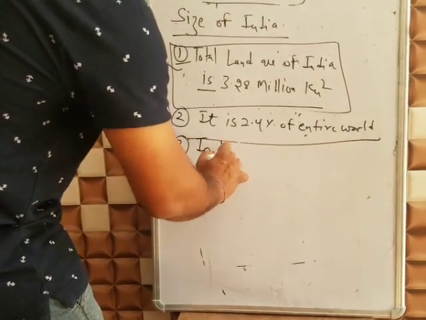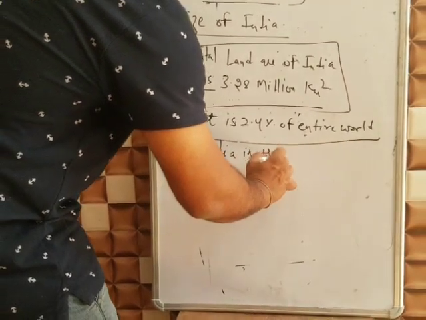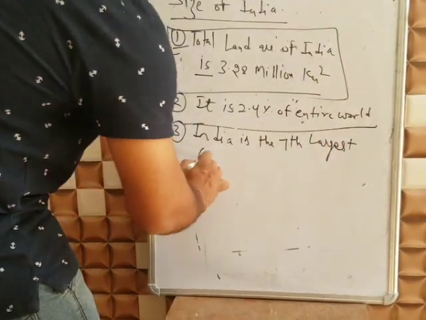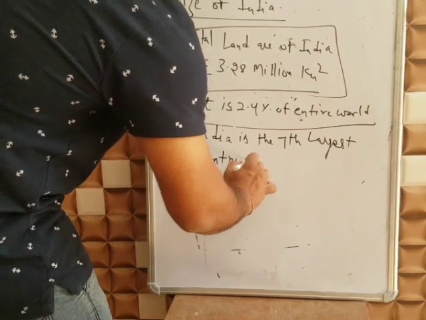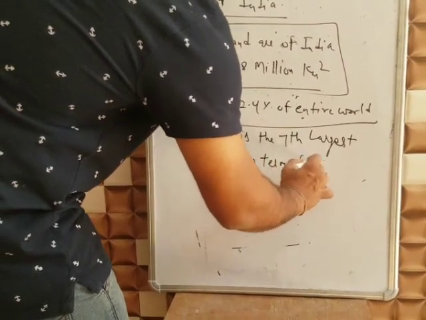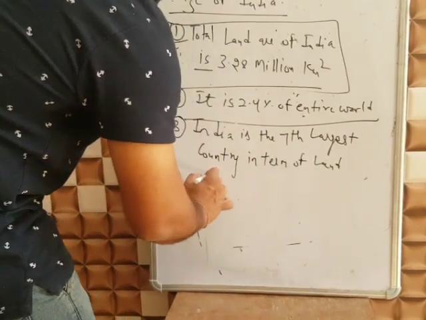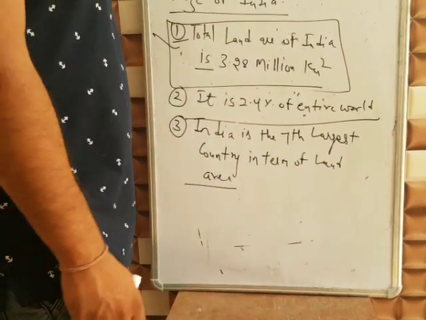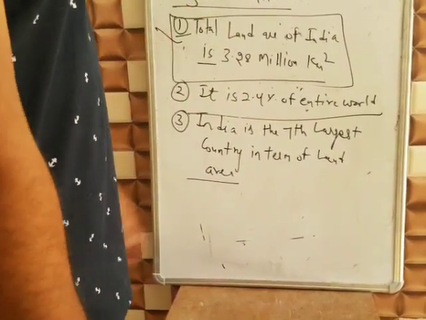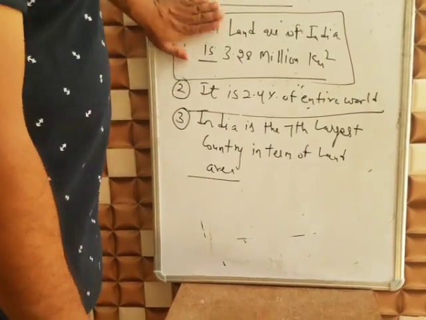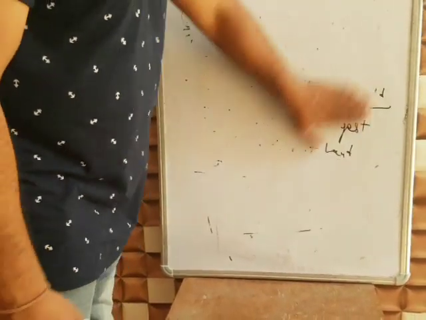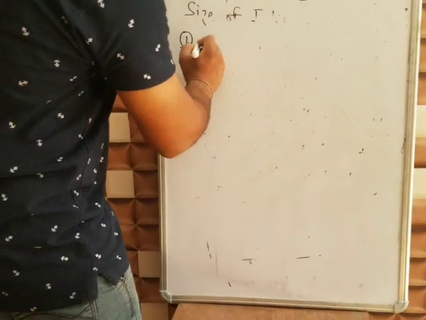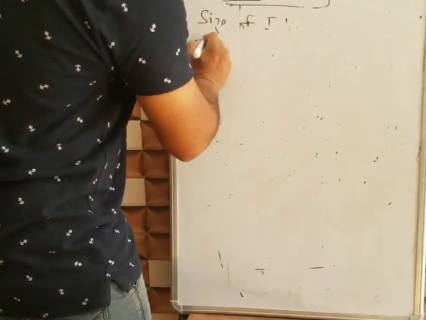Now the third point is very important. India is the seventh largest country in terms of land area. This is also important. India is the seventh largest country in terms of land. We write all these seven countries.